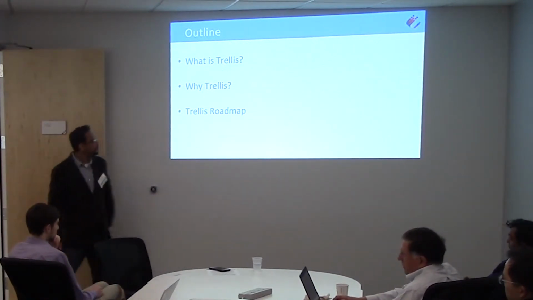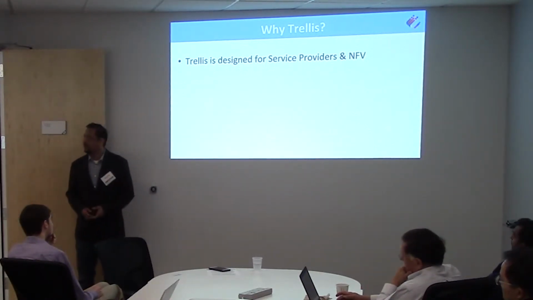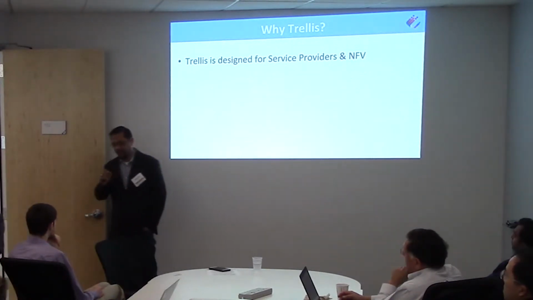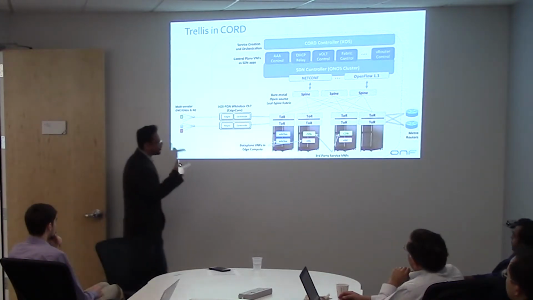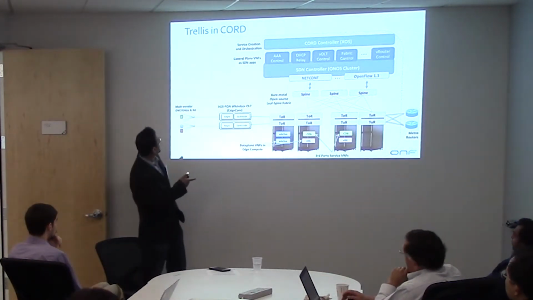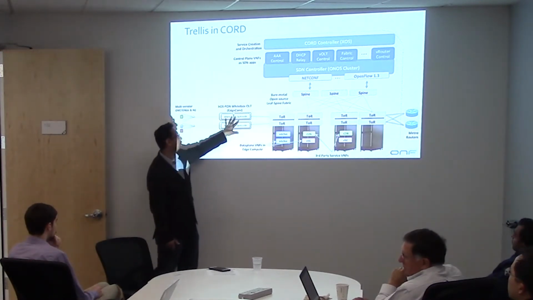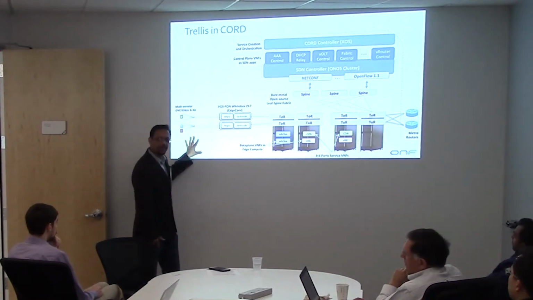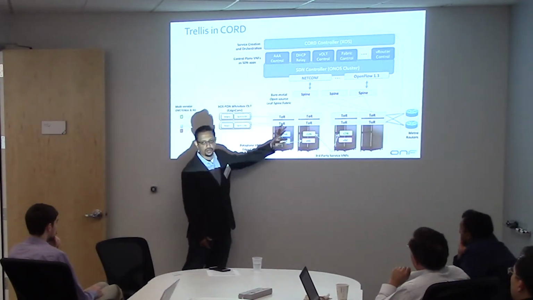I feel that Trellis is designed for service providers and NFV. I want to take a little bit of time trying to explain that. Here is the use of Trellis in CORD. I'm showing a residential CORD over here, because here's a residential passive optical network connecting to a white box OLT that we talked about yesterday in the R-CORD track. But you can also imagine mobile customers and enterprise customers connecting to the CORD infrastructure.